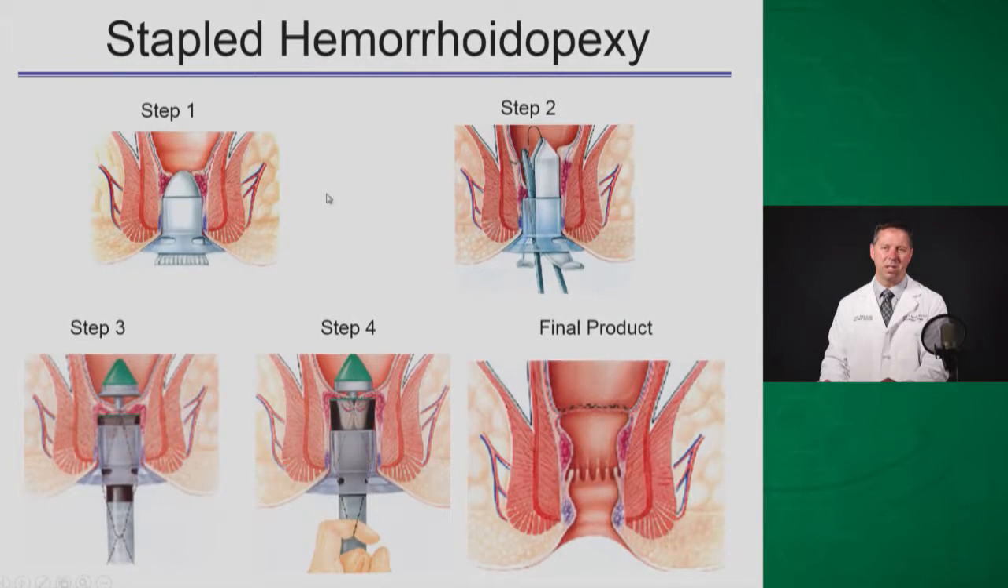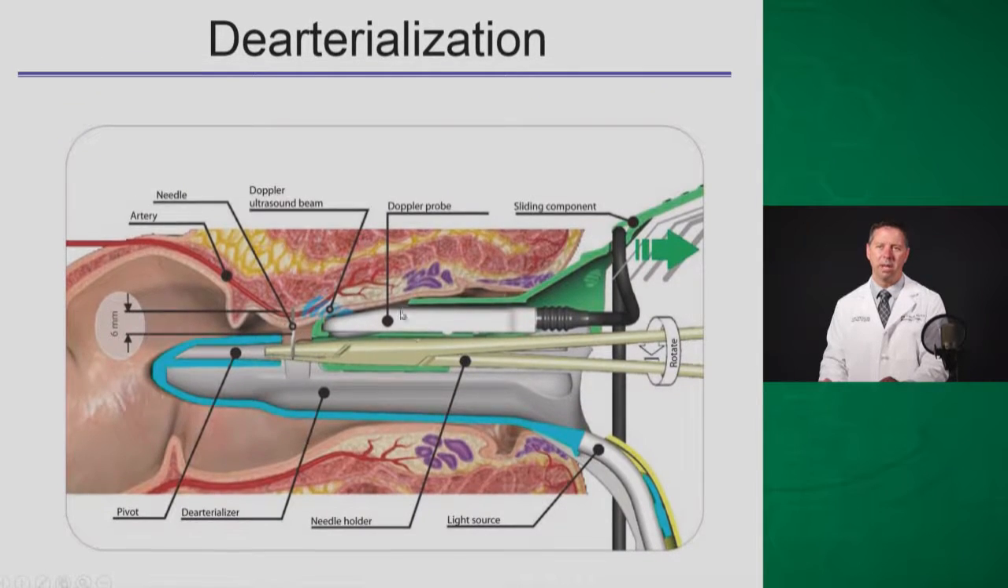And then, of course, stapled hemorrhoidopexy is a procedure whereby you capture tissue that's prolapsing into this end-to-end stapling device, and then you fire the stapler, removing a ring of tissue and really pulling those hemorrhoids back up into the anal canal. So in this case, you're not really removing hemorrhoid tissue, but you're removing redundant mucosa. So it's really a hemorrhoidopexy, is what it's called.